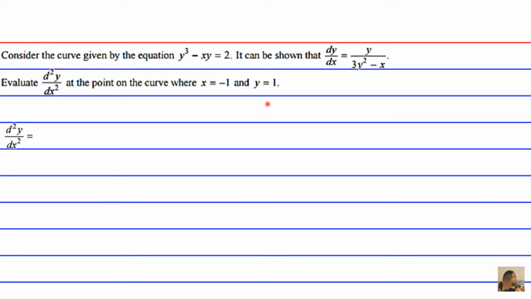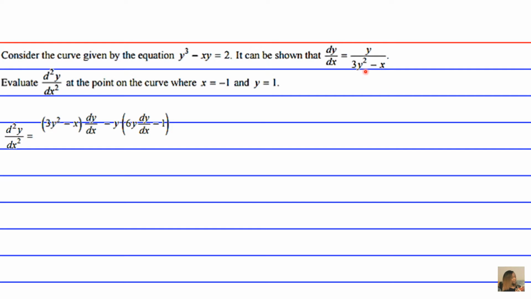All right, so the second derivative with respect to x is going to be the derivative of the term in the numerator multiplied by the term in the denominator, minus the term in the numerator multiplied by the derivative of the term in the denominator.